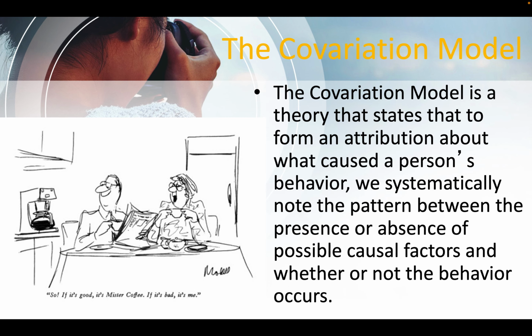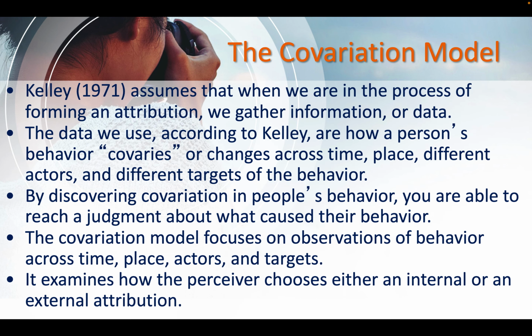The covariation model is a theory that states that to form an attribution about what caused a person's behavior, we systematically note the pattern between the presence or absence of possible causal factors and whether or not the behavior occurs. Kelley in 1971 assumes that when we are in the process of forming an attribution, we gather information or data. The data we use, according to Kelley, are how a person's behavior covaries or changes across time, place, different actors, and different targets of the behavior.